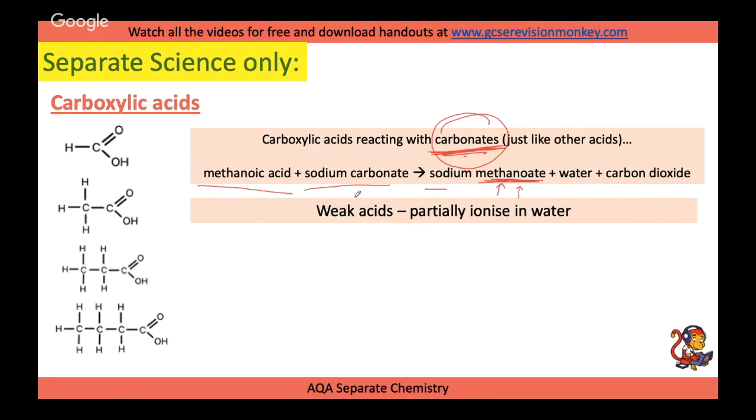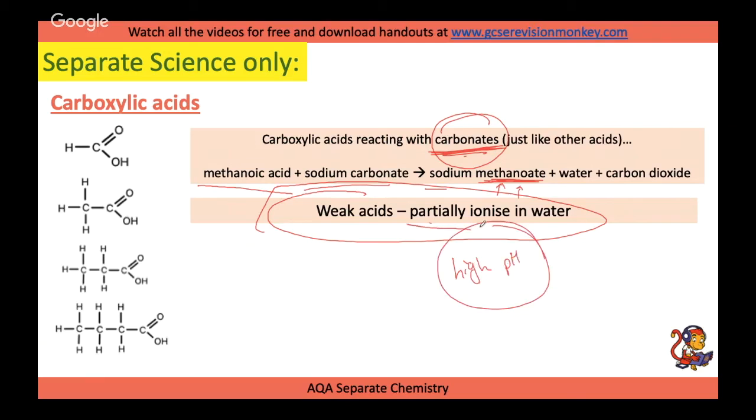They are also, this came up in paper 1 and it might come back again, weak acids. Okay, carboxylic acids are weak acids, which means they only partially ionize in water. So if you had the same concentration of carboxylic acid as a strong acid, the strong acid would have a much lower pH, and these carboxylic acids would have a much higher pH because they only partially ionize in water. That means there's fewer hydrogen ions floating about in the solution.